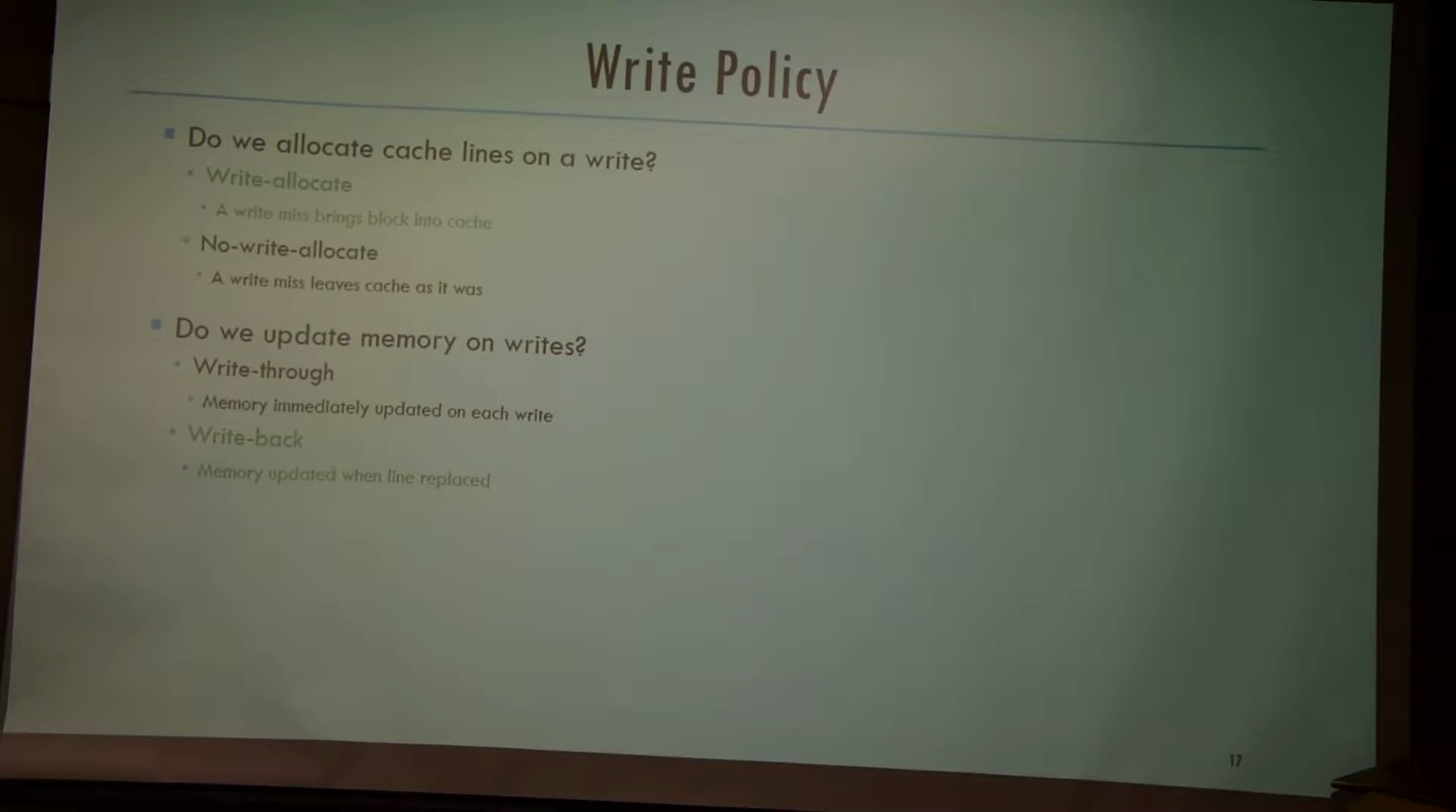So we also need to update stuff. So do we allocate cache lines on a write? Say I want to write some variable, but I don't see it in my cache. Then I need to bring it into the cache. There's another strategy that does not do that, but let's focus on this one. So you bring that into the cache.